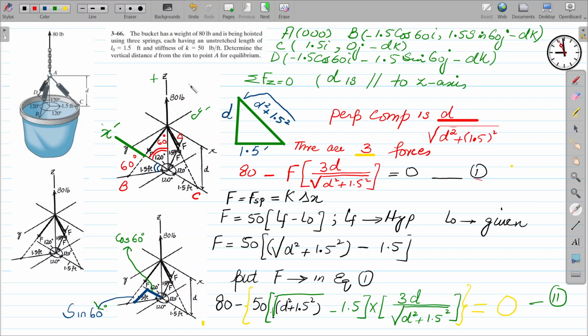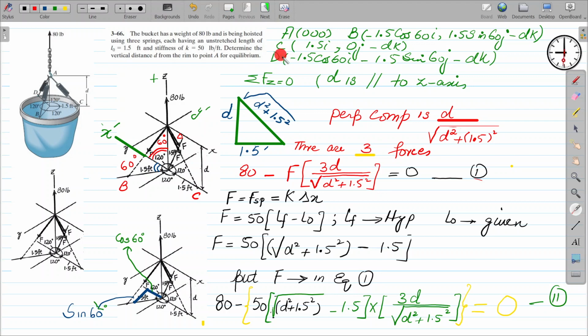Now the next target will be to calculate the coordinates of the points A, B, C, D. This is point C, this is B, this is D, and this is point A. From A we assume that our coordinate system origin is A, so the coordinates are 0, 0, 0. The coordinates for B, C, D are slightly tricky.